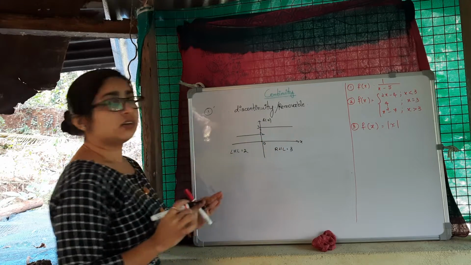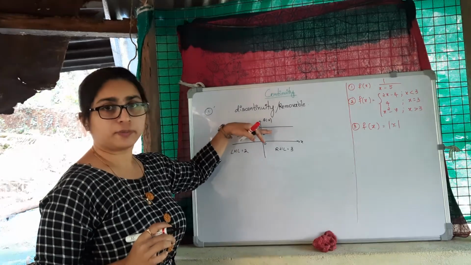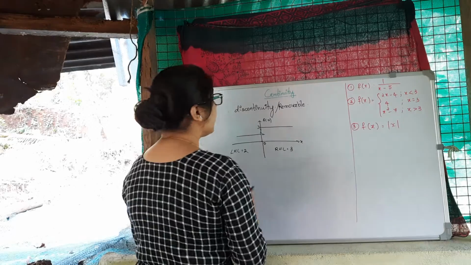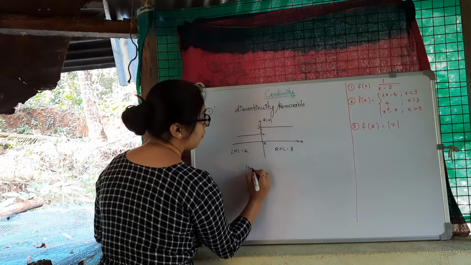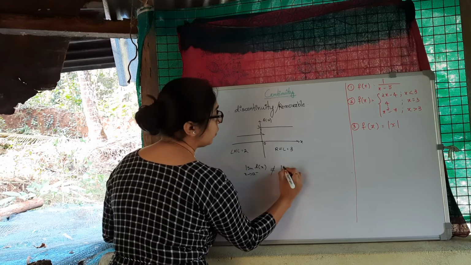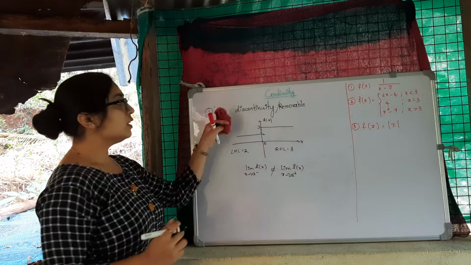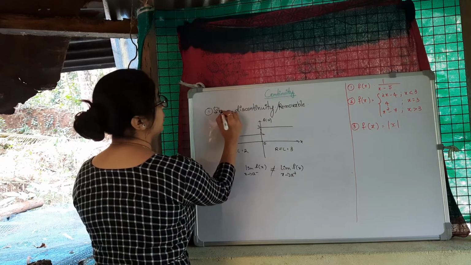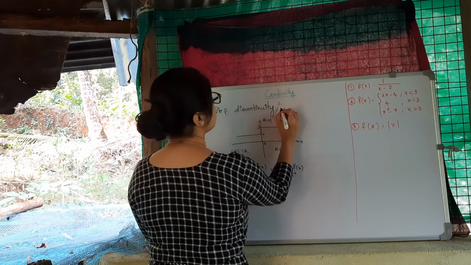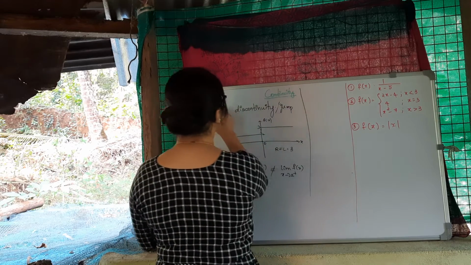Here there is a jump from the value 2 to 3. So this is called a step or jump discontinuity. In this case, the limit of f of x, that is the left hand limit, is not equal to the right hand limit in the jump or step discontinuity. Okay, this is jump discontinuity. Next comes infinite discontinuity.